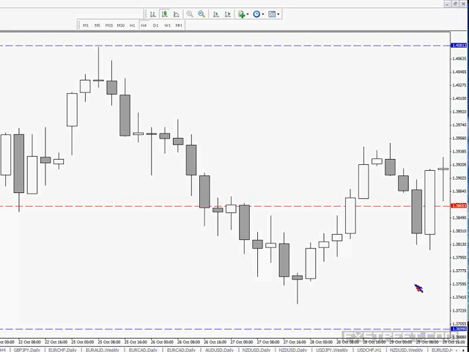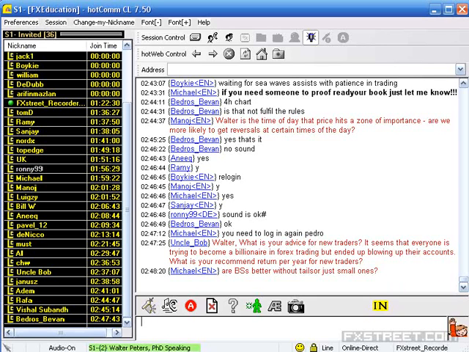That's a big shadow. Uncle Bob, Walter, what is your advice for new traders? It seems like everyone is trying to become a billionaire in Forex trading, but ends up blowing up their accounts. What is your recommended return per year? Well, I think when people start concentrating on money goals, Uncle Bob, that's when things go awry. I think it's easier as a trader to focus on just getting the trade right. Just getting the trade right.